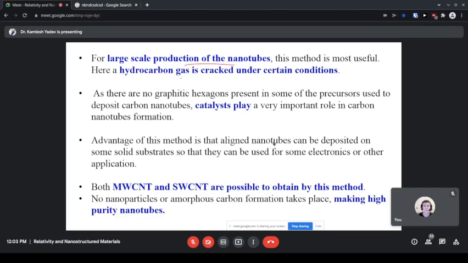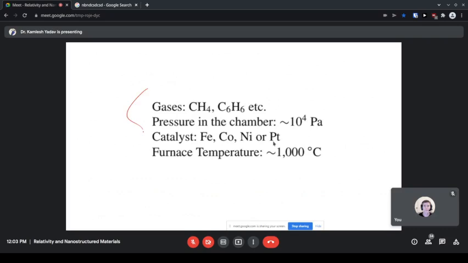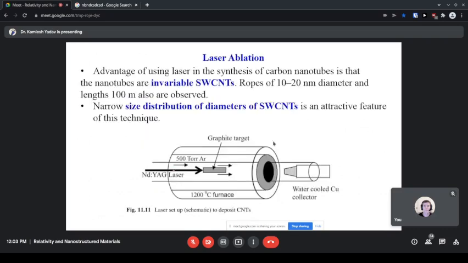Using this chemical vapor deposition, we can produce large scale carbon nanotubes. By cracking of hydrocarbons using some catalyst, we can easily break these hydrocarbons, and then we can obtain multi-wall and single wall carbon nanotubes of very high purity, and large scale production we can obtain. This is the condition in order to synthesize this material.